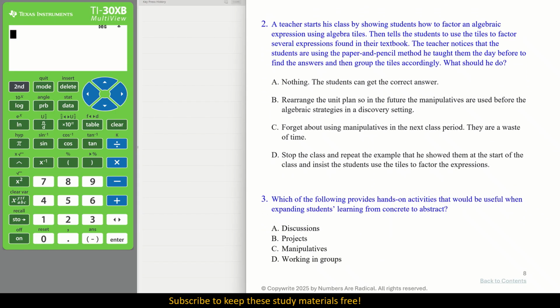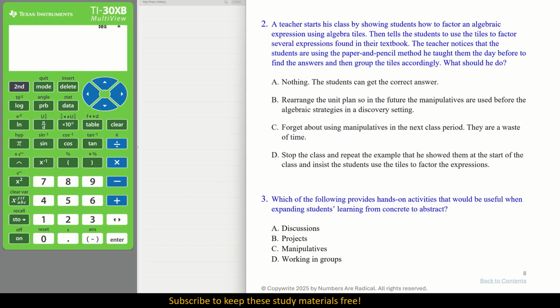A teacher starts his class by showing students how to factor an algebraic expression using algebra tiles, then tells the students to use the tiles to factor several expressions found in their textbook. The teacher notices that the students are using the pen and paper method he showed them the day before to find the answers and then group the tiles accordingly. What should he do? I see what happened here.